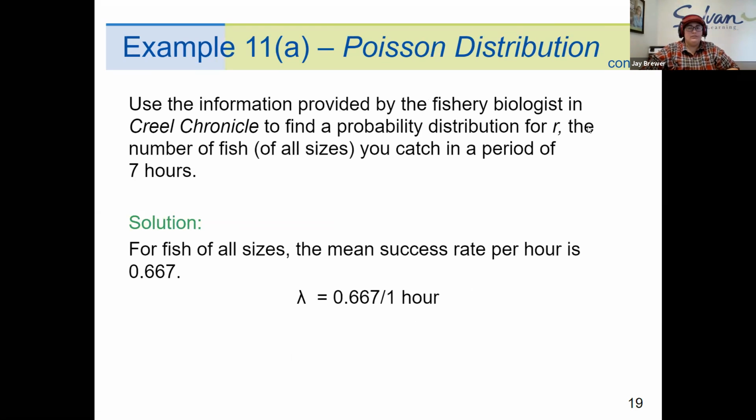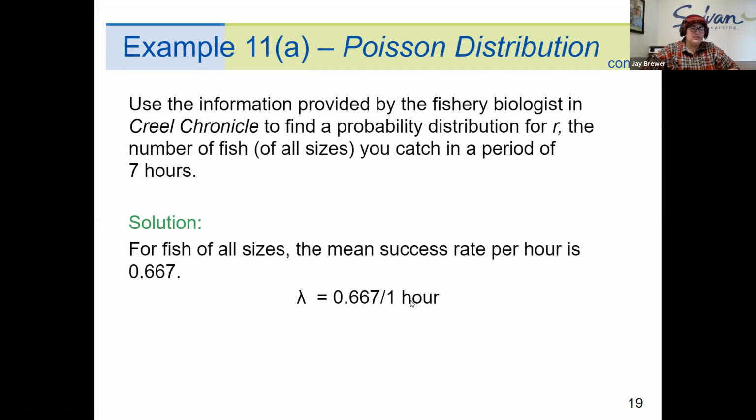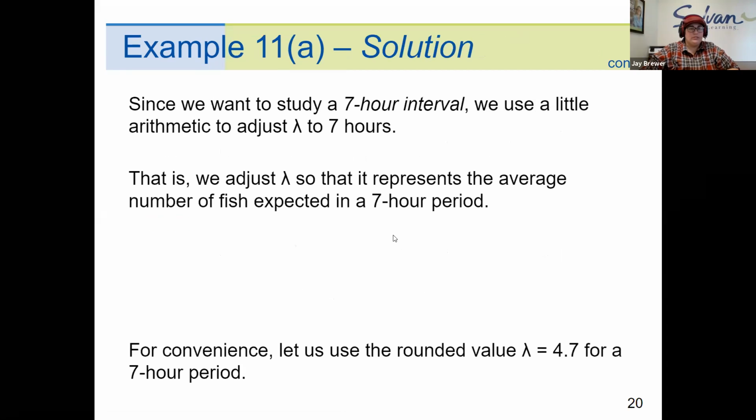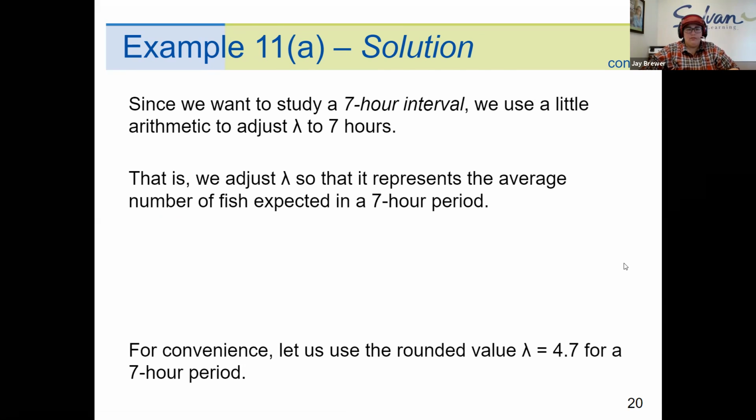To find a probability distribution for R, the number of fish of all sizes you can catch in a period of 7 hours. So the success rate is 0.667 over 1, which means 0.667 will be our lambda. Since we want to study a 7-hour interval, we will use arithmetic to adjust lambda to 7 hours. So 4.7 for a 7-hour period. All right. And that just kind of breaks it down for you.